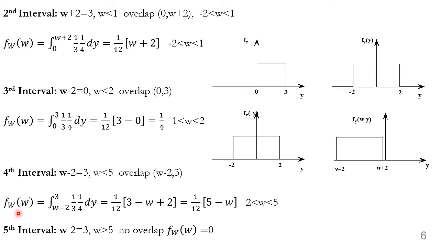The PDF fw of w can be obtained by integrating the product of the two PDFs with respect to y over the overlap period w minus 2 to 3. We get it as 1 over 12 into 5 minus w for all values of w between 2 to 5. In the last interval, the fifth interval, w minus 2 is greater than 3. That means w is greater than 5. There is absolutely no overlap. Therefore, the PDF fw of w is equal to 0.